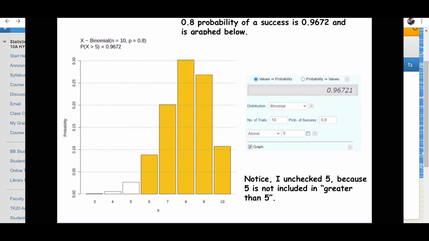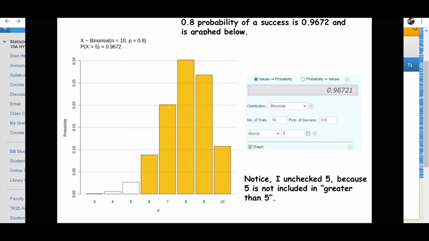And so then you can see here that your probability is including all of the bars that are shaded. So if I want greater than 5, it's going to shade the bars 6, 7, 8, 9, and 10 because those are the numbers greater than 5. Isn't that neat? And then this is a way you can go check it visually.